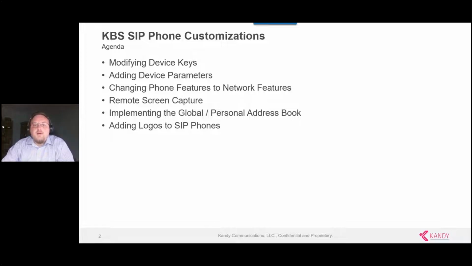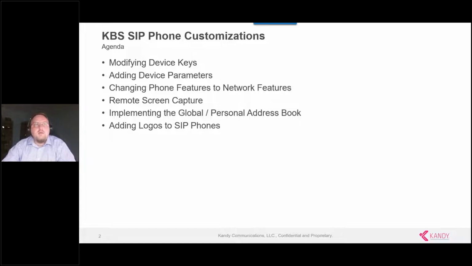Once we've talked about that, I'll go into adding in device parameters, and that's where we're going to spend quite a bit of this session. We'll talk about how to add parameters into the portal, how those work, what they do, and then we'll go into some of the parameters that you guys can certainly take advantage of, things that will help you as you're moving forward. The first one's going to be changing the phone features over to network features. This is talking about your call forwarding or your do not disturb functions.